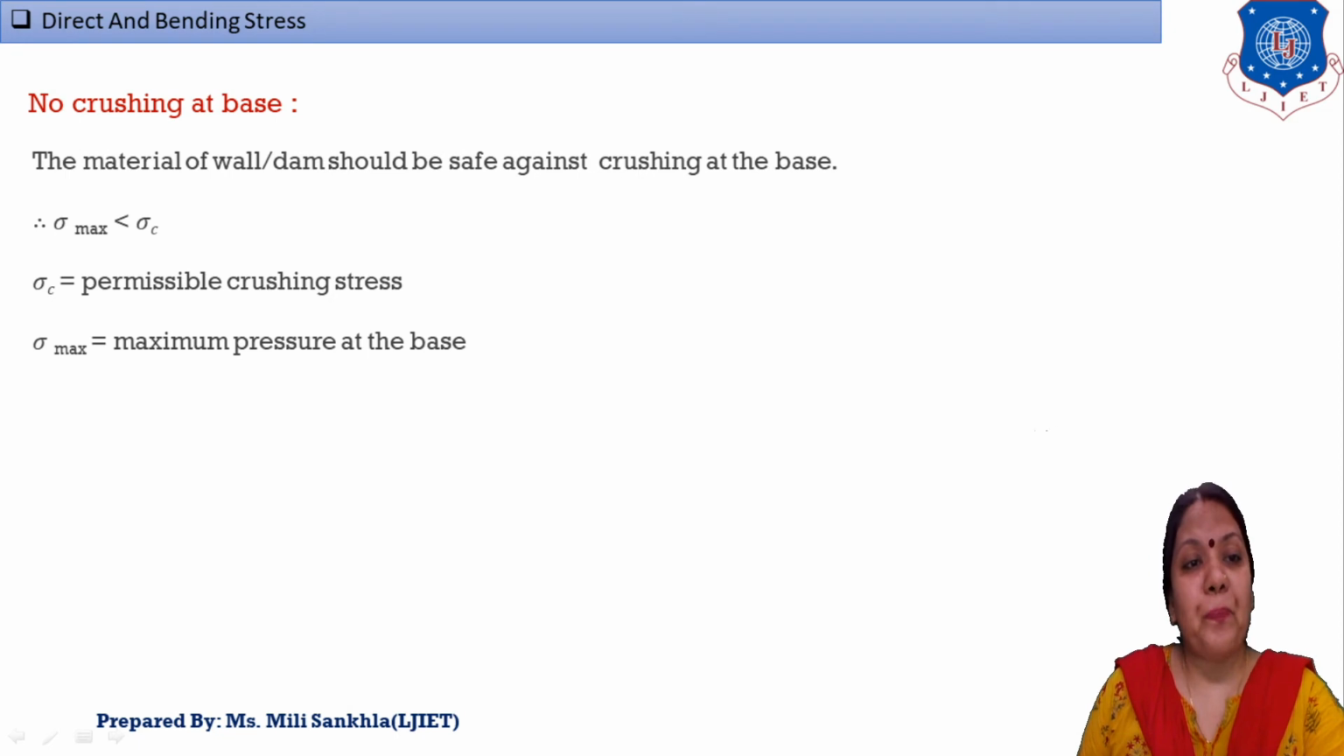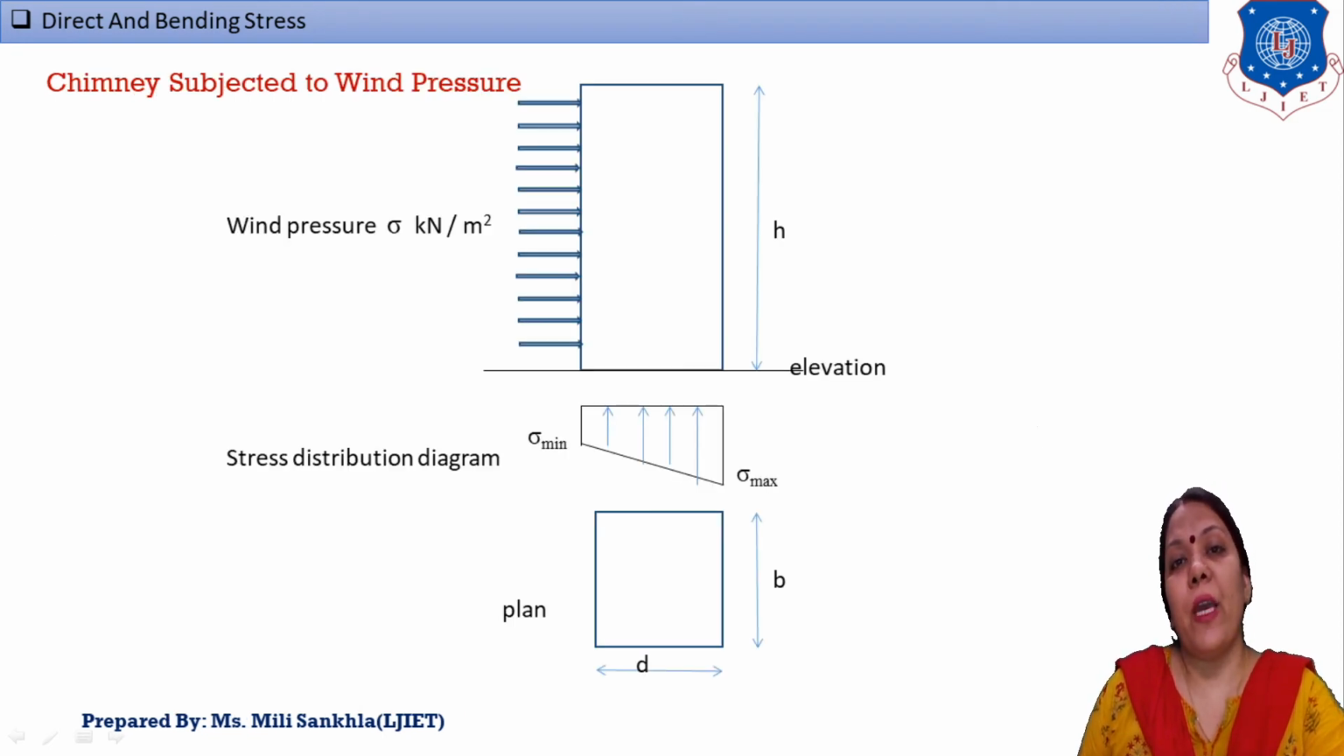Okay, now next we discuss chimney. Okay, here we find out stresses for chimney. Chimney subjected to wind pressure. Okay, this is the plan of chimney. This is our stress distribution diagram, and this third figure is the elevation of chimney. Now in plan we can see that width B is given vertical and depth D is given horizontal. Okay, in plan of chimney, this width B resists the wind pressure.